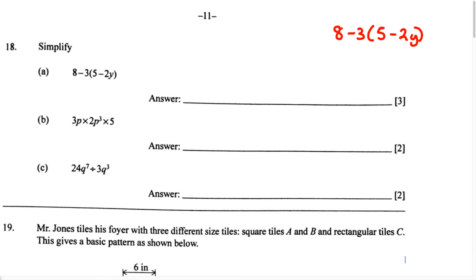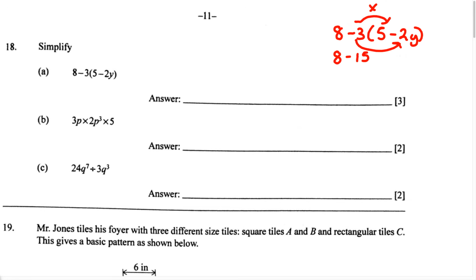Now we're just going to expand these brackets. So we're going to say negative 3 multiplied by 5 and negative 3 multiplied by negative 2y. So we're going to write 8. We can say negative 3 times 5 in our calculator, and that should give us negative 15. So we're going to write minus 15.